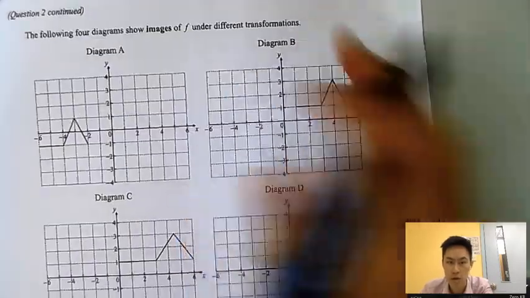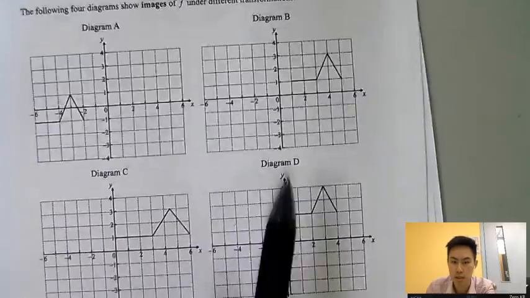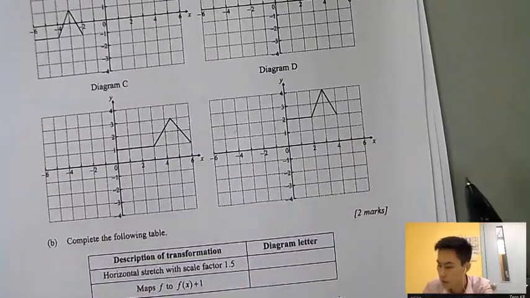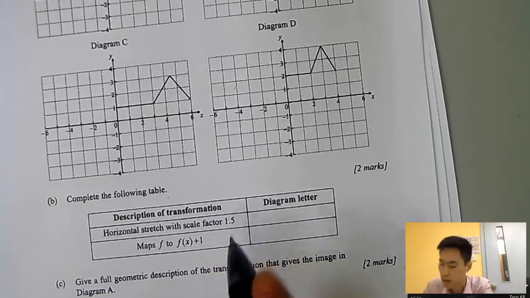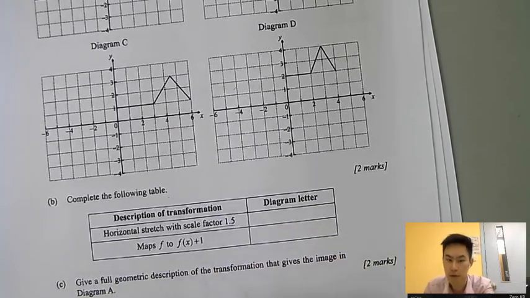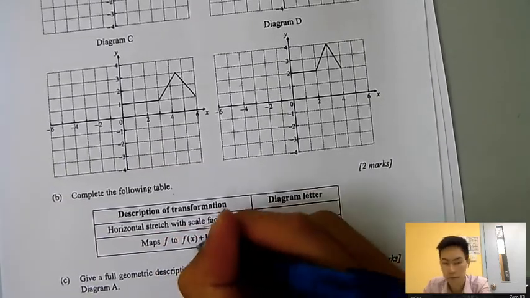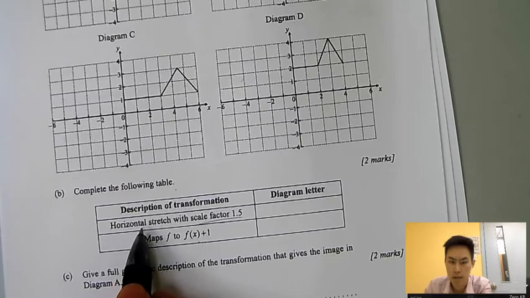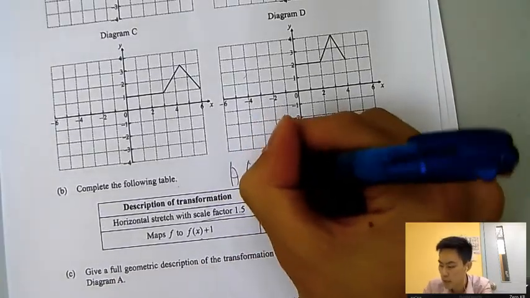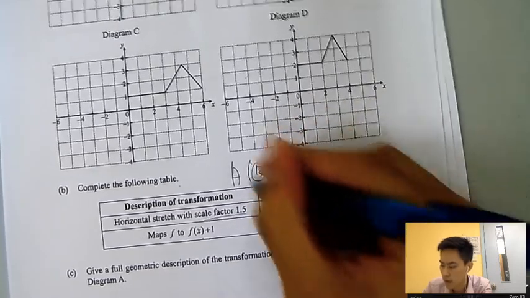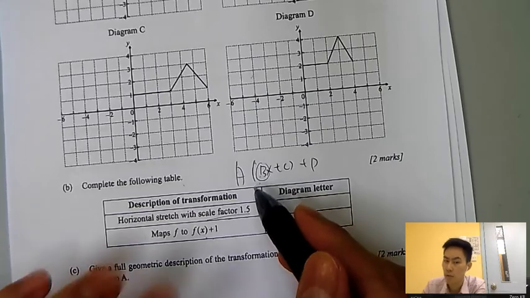Here are all the images of f: A, B, C, D. The question is not shown here. Complete the following table. Which one has a horizontal stretch with scale factor 1.5, so multiply by 1.5, and which one maps f to f of x plus 1? You may ask whether it is multiply or divide. We remember the form a f(bx + c) + d. If the b here is, let's say, a half, then we divide by 1 over 2.